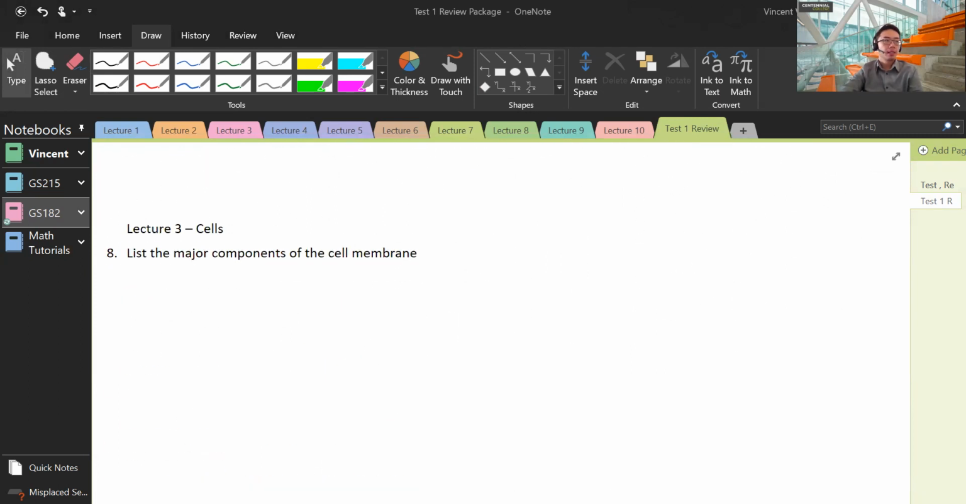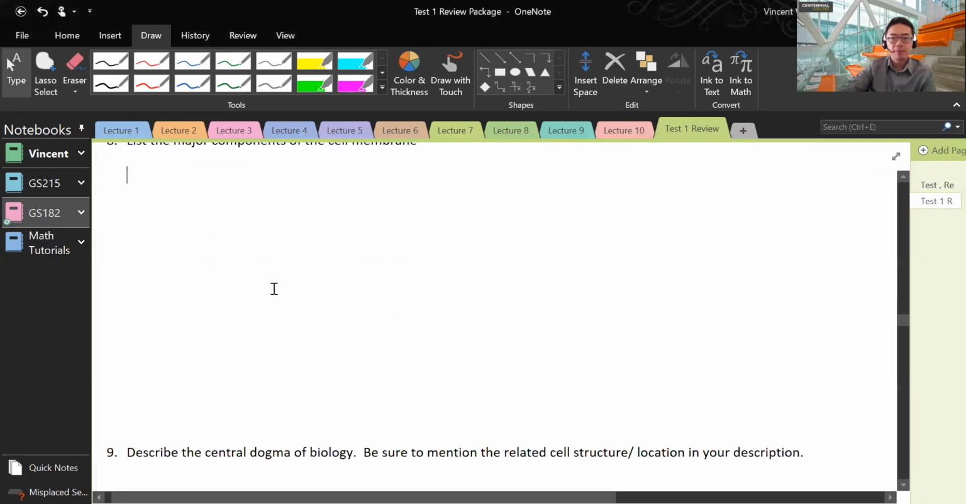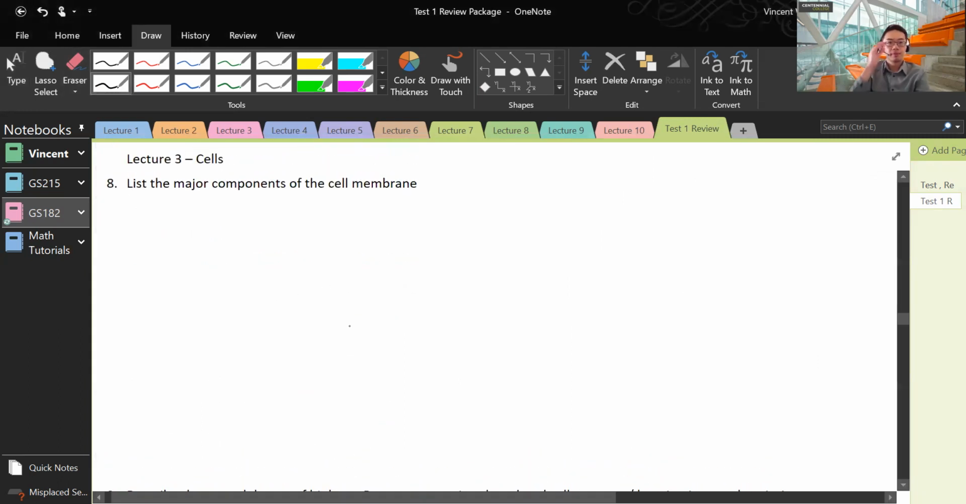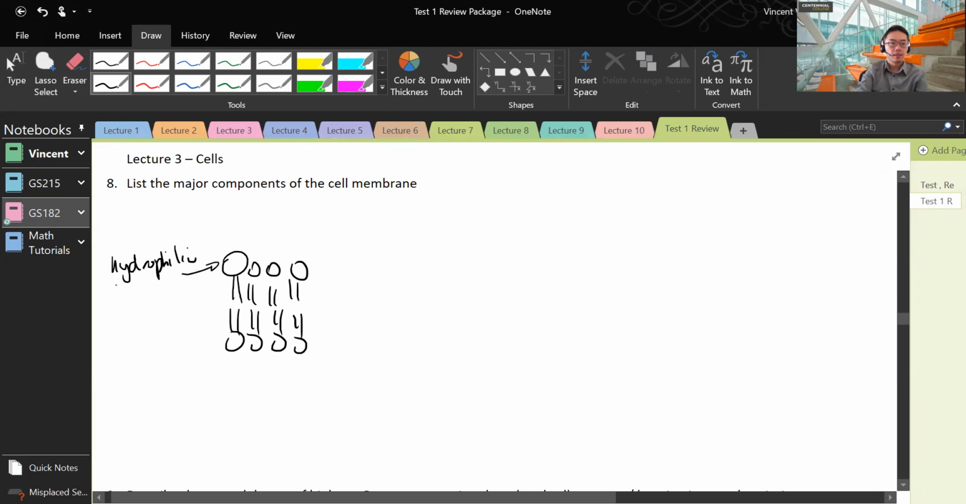Great. Okay, list the major components of the cell membrane. We did this before, right? Let's just quickly do it again. We have the phospholipids, right? Phospholipids. Like that. Okay, so we have the hydrophilic head facing the aqueous outside or the inside. And then we have the hydrophobic tails, right? Which forms the major barrier in the middle.